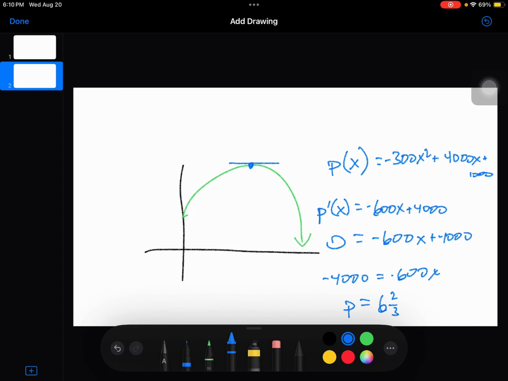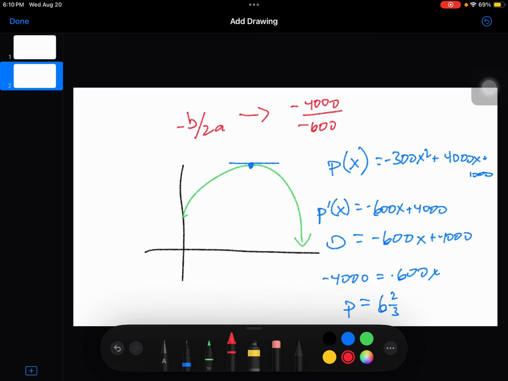Maybe if we investigate this a little further, it's just an imaginary example. Not likely that we'll produce 6 2/3 products. We could also use that negative b over 2a, which is going to give us negative 4,000 divided by negative 600. Same thing we just saw a moment ago. That'll give us that vertex.